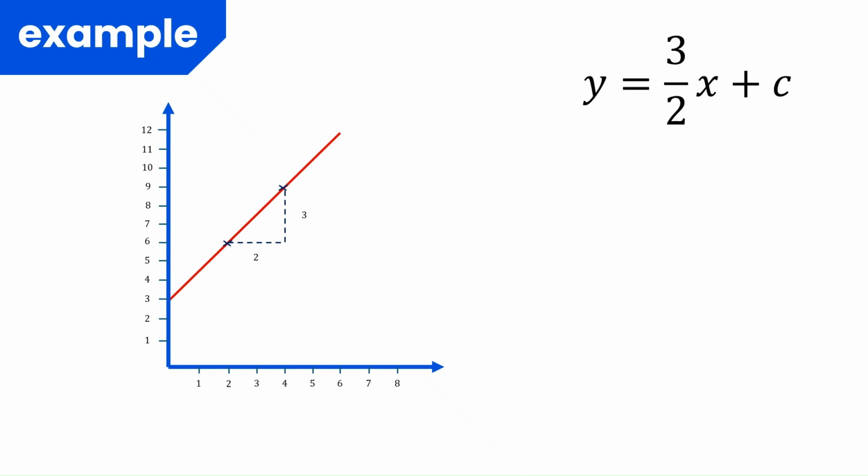We can just look at our y-axis and look at where the line crosses. In this case, it's 3. So the equation of our line is y equals 3 over 2x plus 3.